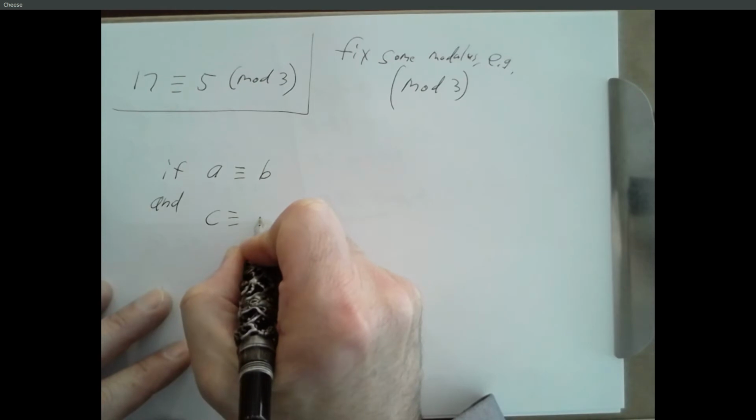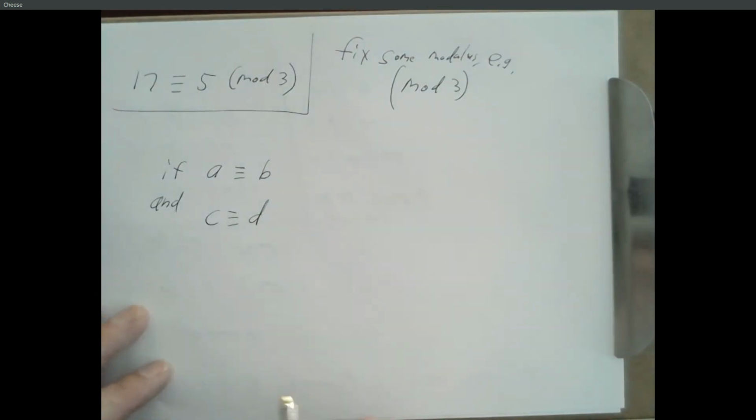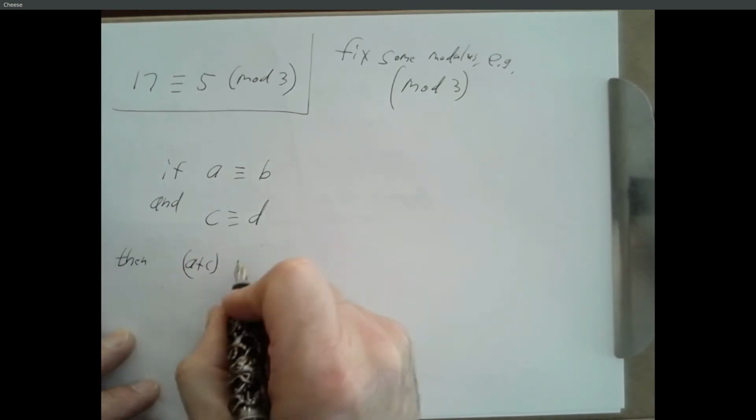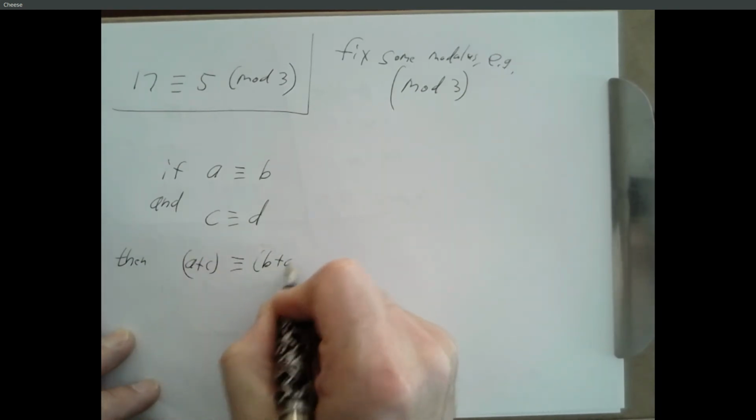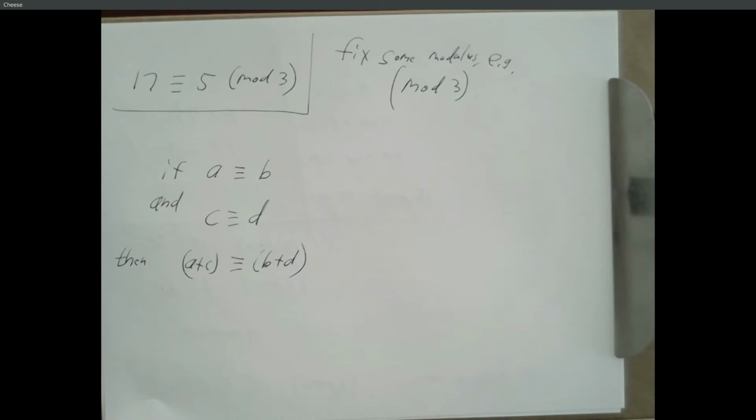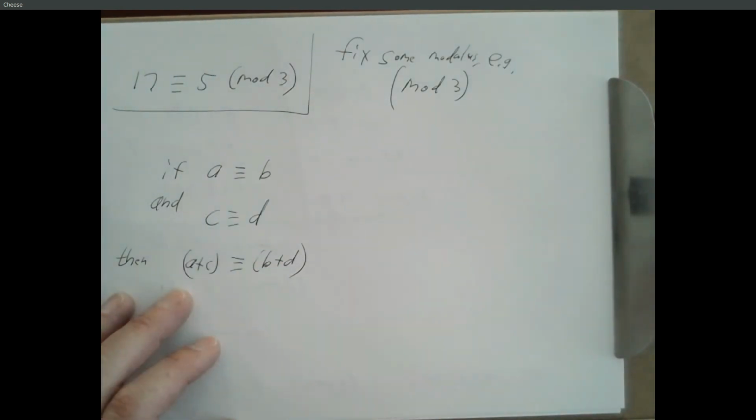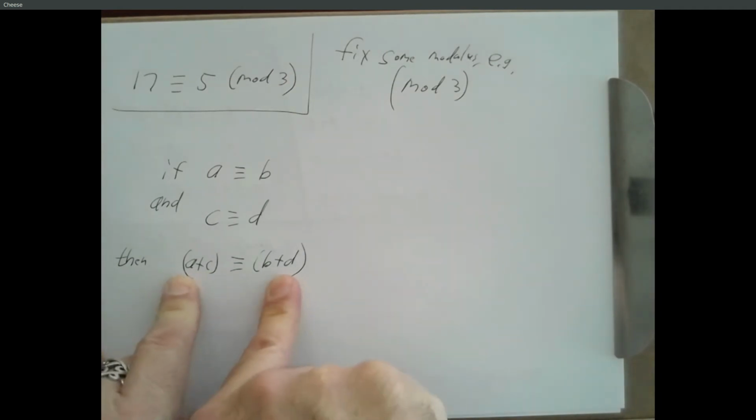If A is congruent to B and C is congruent to D, then A plus C is congruent to B plus D. And you can work through the definitions and see this pretty easily. Right? So 3 divides A minus B, 3 divides C minus D. You can prove that this minus that is also a multiple of 3.